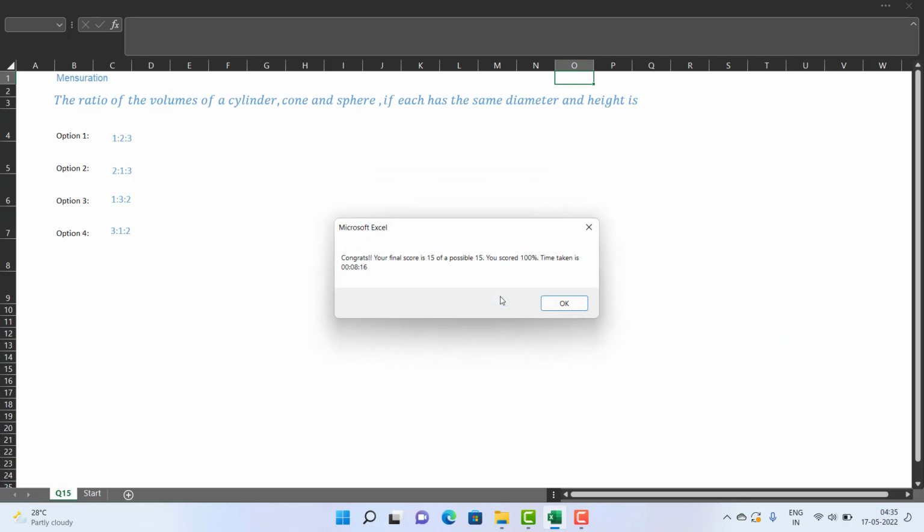Bravo. So, all the 15 answers are correct. The time taken is just 8 minutes and 16 seconds. You can also do it faster if you work a little hard.